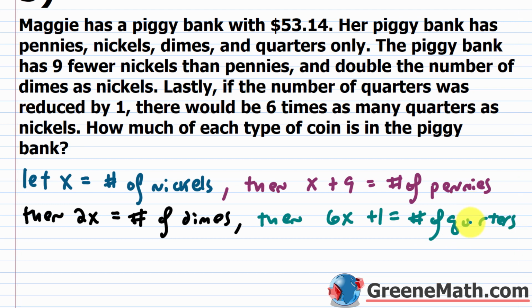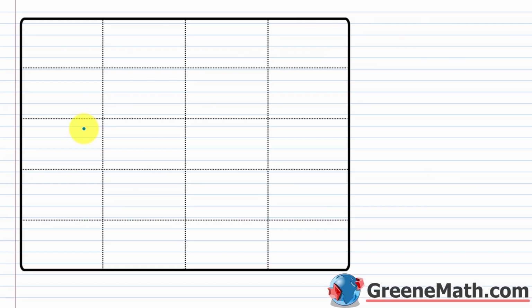Let me make this a little bit more legible. Let's go to the table, and I'll put pennies. I'm just going to abbreviate stuff. So pennies, I'm going to put nickels, and then quarters, and then dimes. So this is the number. And again, we just modeled that. So the nickels, that was x. The pennies was x plus 9. The dimes was 2x. And the quarters was 6x plus 1.